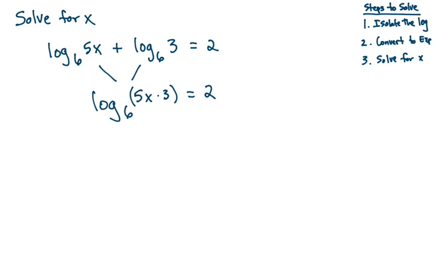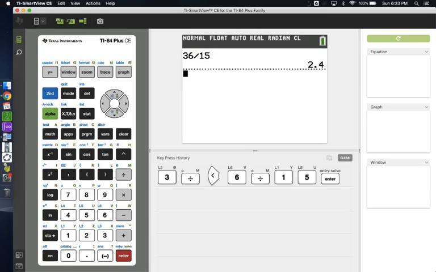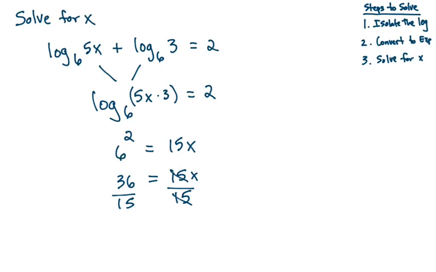So once I've done that, I can convert that log to exponents for step number 2. So I'll start with the base. The base on this one is 6, raised to the 2nd power, and then equals all the stuff on the inside. Well, 5x and 3, that would be 15x. And then I just solve for x however I have to solve for that. So 6 squared is 36 equals 15x. And then I'll divide both sides by 15. I could just leave it as 36 over 15, or I could throw that on my calculator and see what I get. So 36 over 15 is 2.4. So 2.4 equals x.